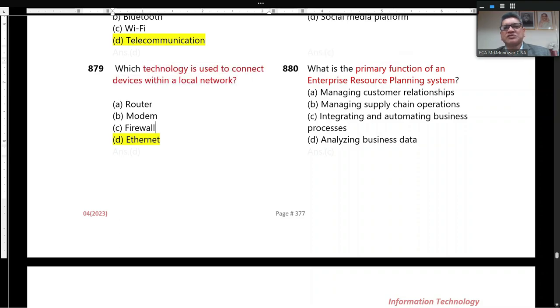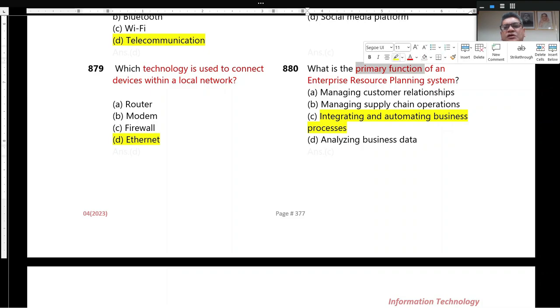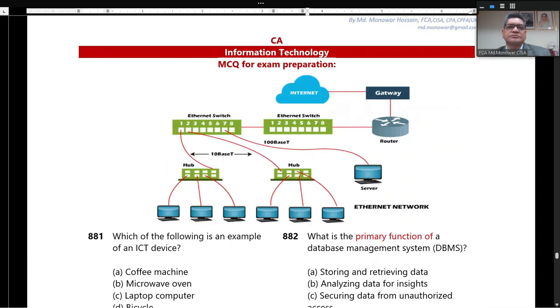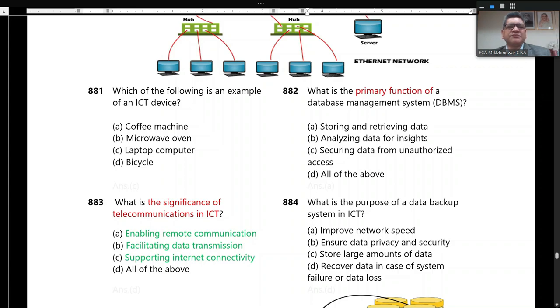What is the primary function of an enterprise resource planning system? The primary function of an ERP system is integrating and automating business processes. Which of the following is an example of an ICT device? Here the ICT device is a laptop computer, not a bicycle, oven, coffee maker, etc.